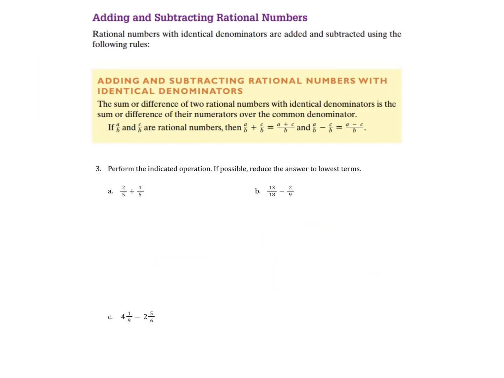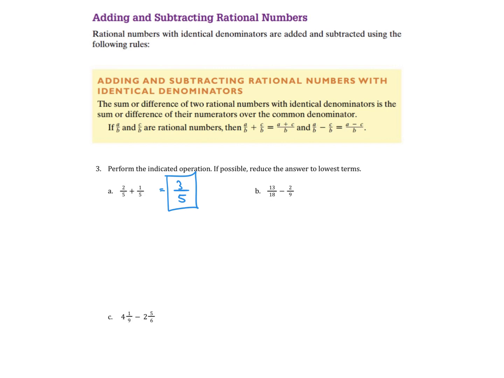Now we're going to add and subtract rational numbers, and to do that we need common denominators. To get common denominators, we have to find the least common multiple of the two denominators. In 3a, we actually already have common denominators because the denominators are the same in both fractions. So we can just go ahead and add those together. We add the tops and we keep the bottom the same. So I do 2 plus 1, which is 3 on the top, and the bottom stays a 5.